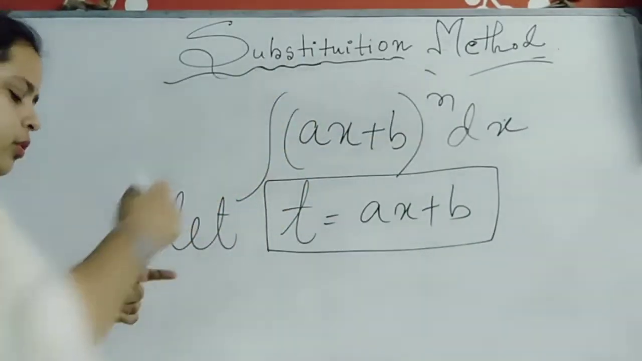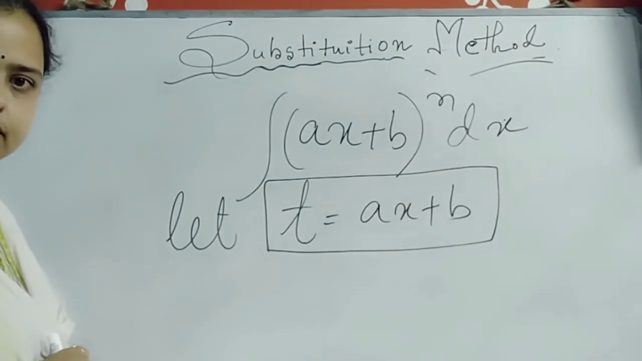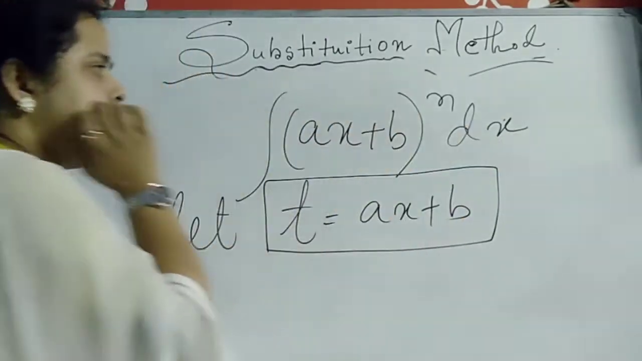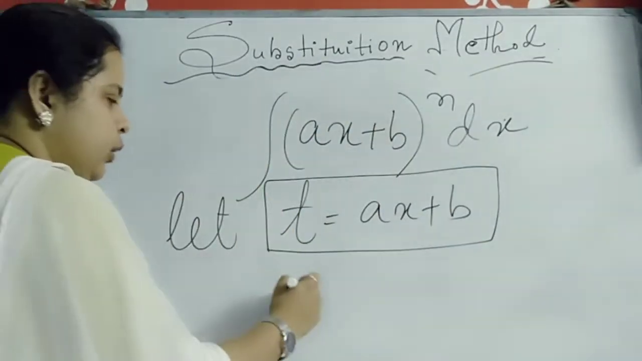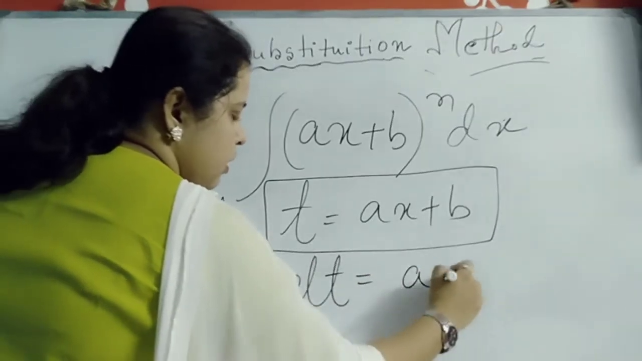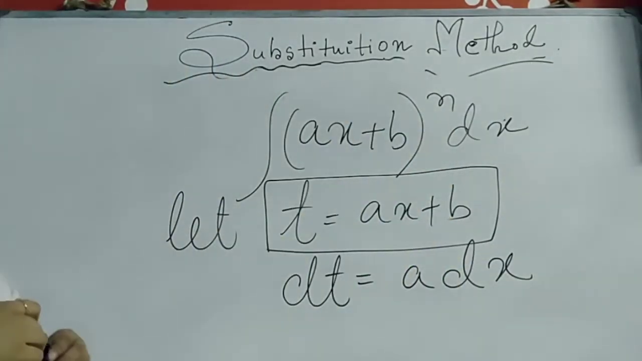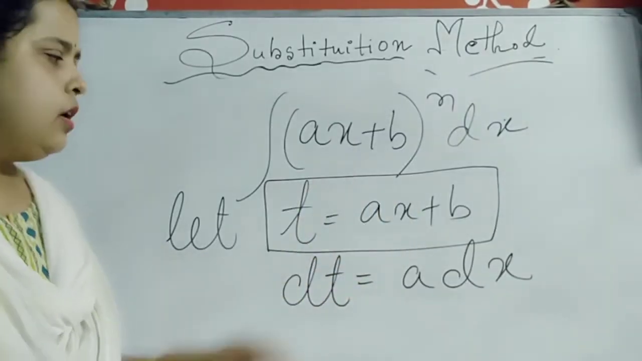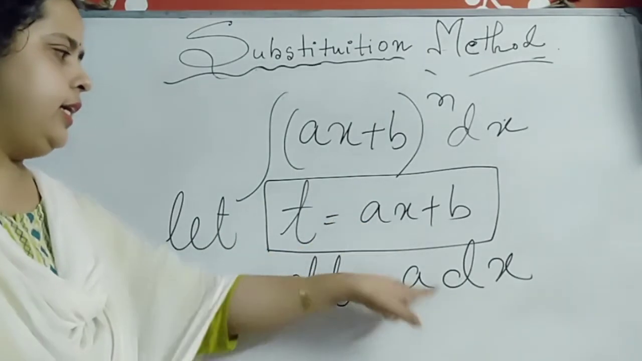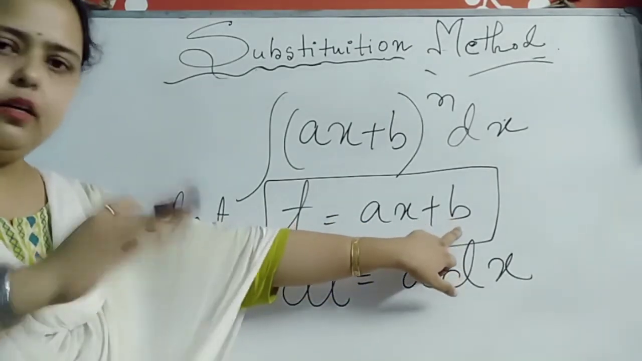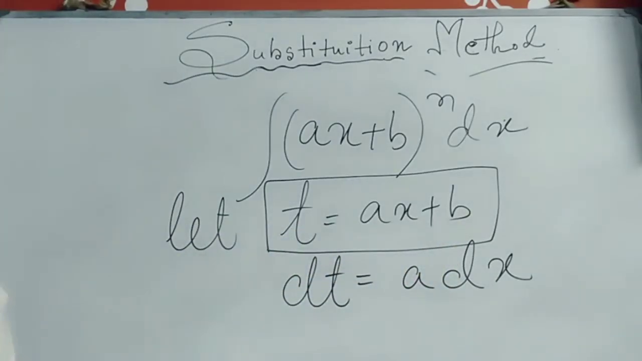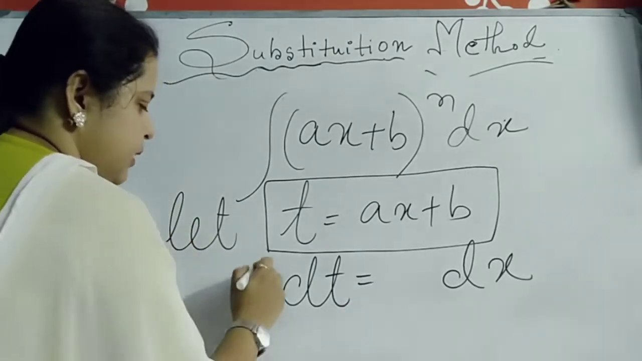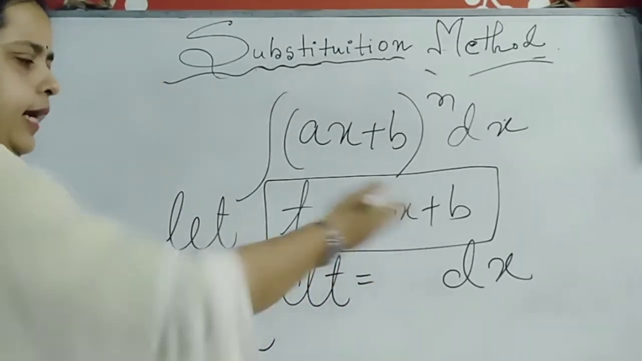Changing over to another variable is not easy. Not only the particular term, I need to change the dx part also. So for that, what can we do? Students, see, I hope it is understood. Differentiating both sides, this is dt and this is a dx. b is a constant, so its derivative is 0. Now we are ready. Let us move this a from this side to this side. Let it be 1 by a dt is equal to dx.